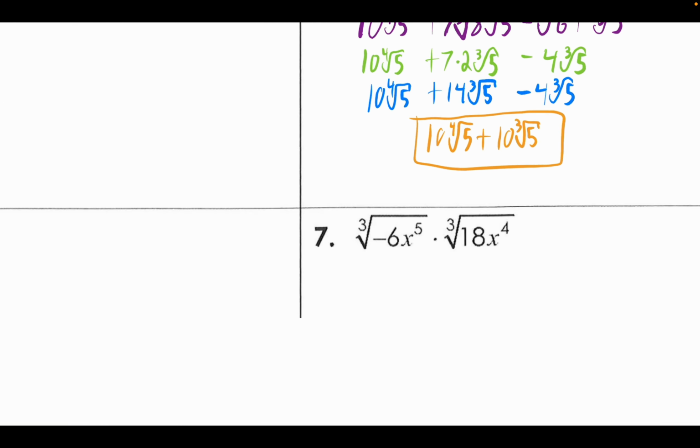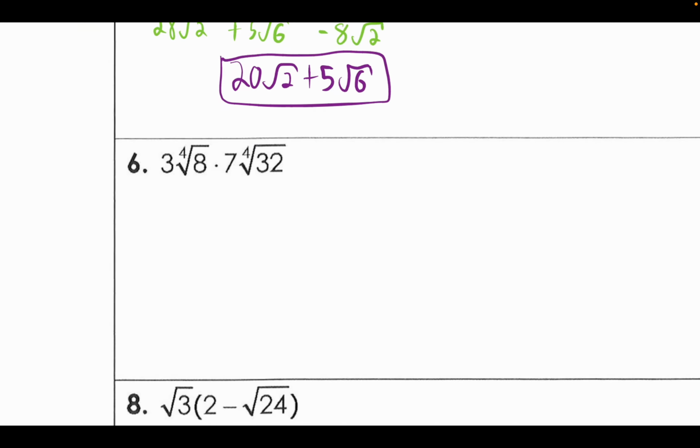On to number 6. As we multiply, remember that we multiply the outsides, the regular numbers, the coefficients, together, and we multiply the insides, or the radicands, together. And so we do 3 times 7 is 21. On the inside, we still have the fourth root, but 8 times 32 gives us 256. We look to simplify the fourth root of 256. The fourth root of 256 is actually a perfect fourth in and of itself, so this becomes 21 times 4, which is 84.